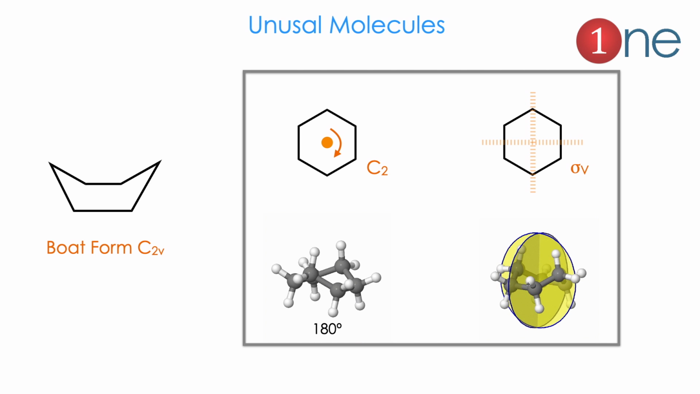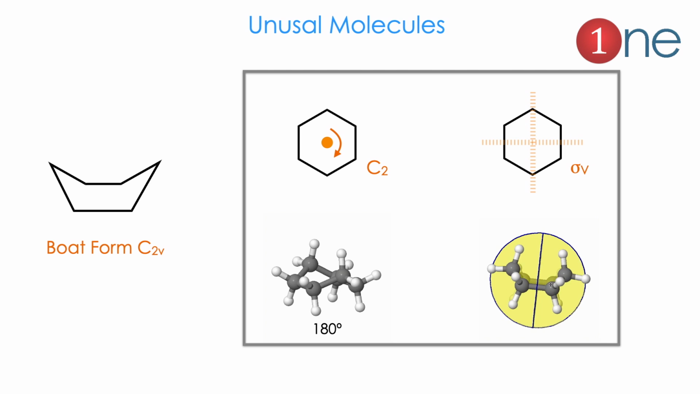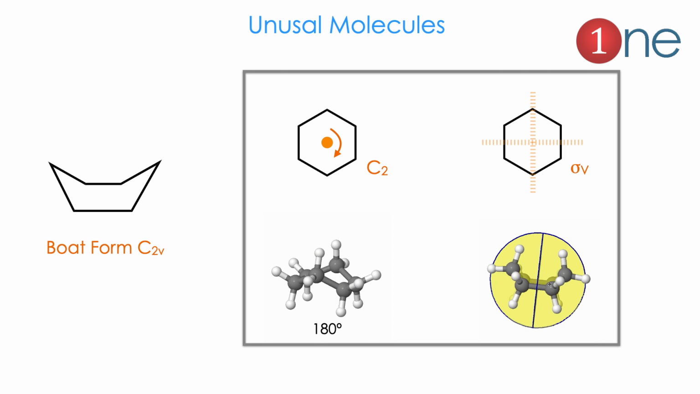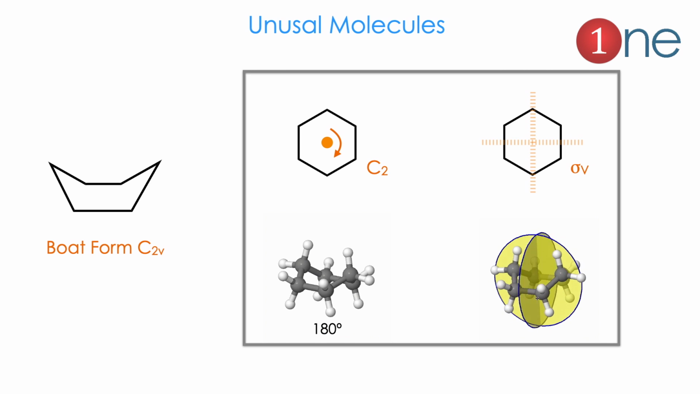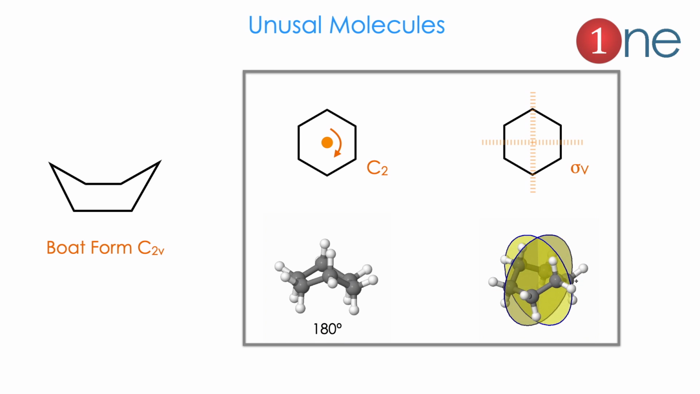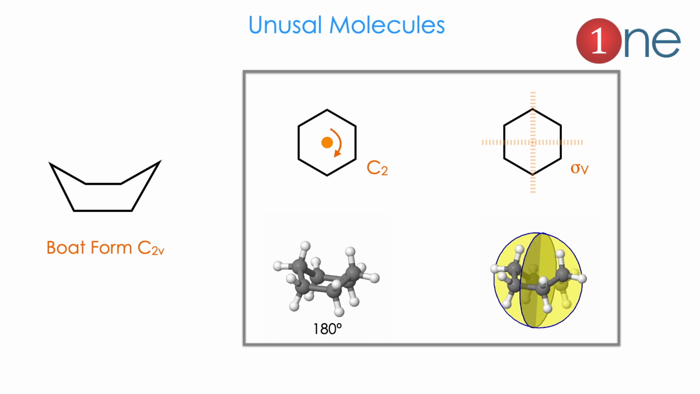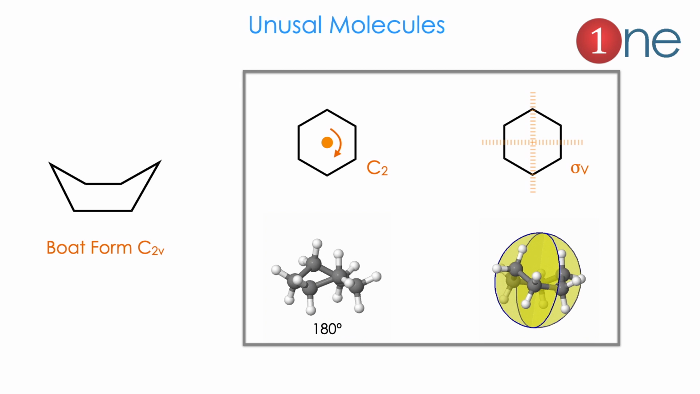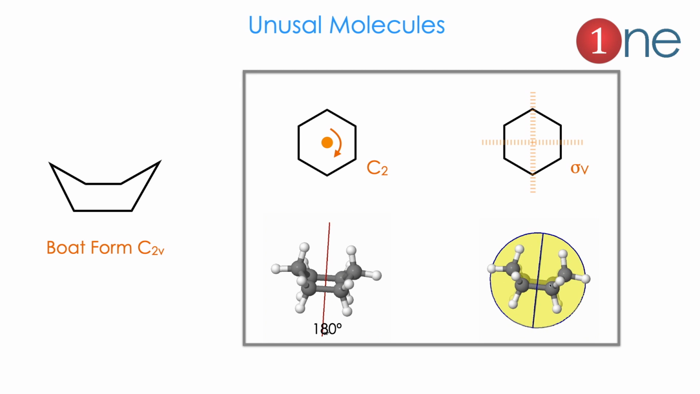Then the very unusual one is the boat form, which is also C2v. Here you take the help of the animation to see how the C2 comes. It will come in the middle; you rotate 180 degrees to get the same molecule. On the same axis, in the parallel direction, you get the sigma v plane also. So you should know that sigma v and C2 are there. So the point group is C2v.